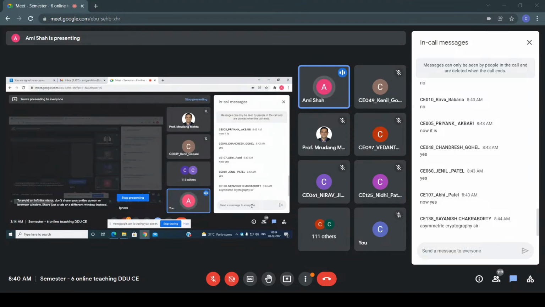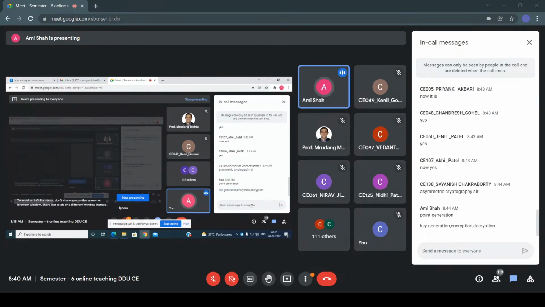See, I am writing in the chat window. So first, in ECC, the point generation. See the chat window, everyone. First point generation that you have to do. Then key generation, then encryption, and then decryption. So this is the flow of your today's program. Okay.